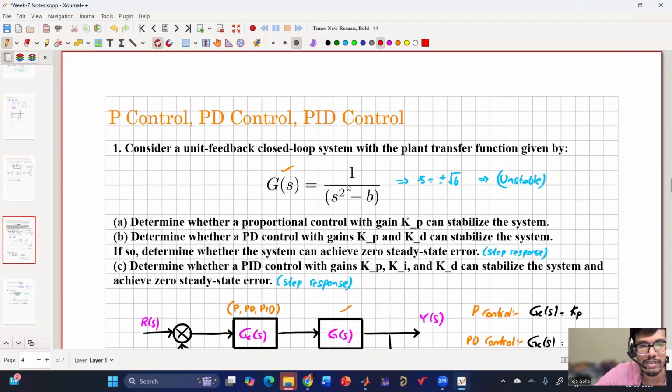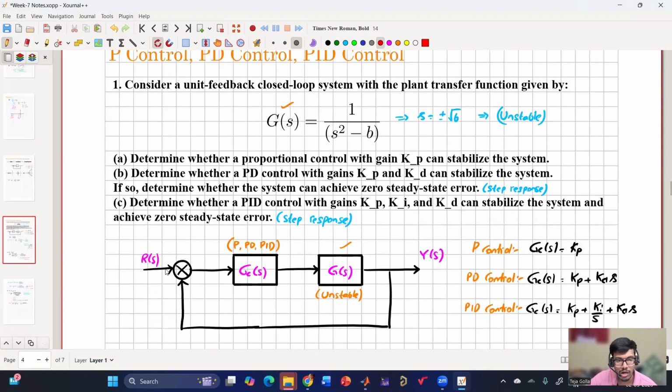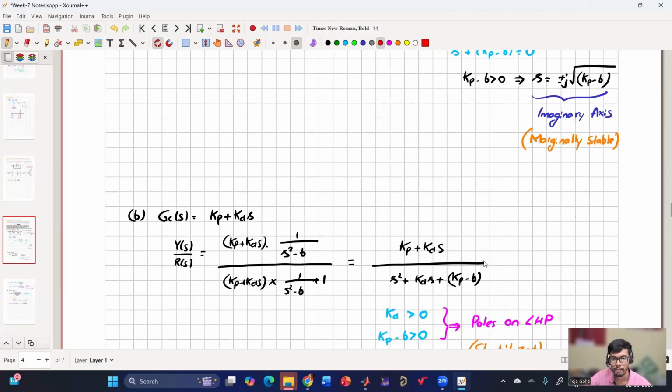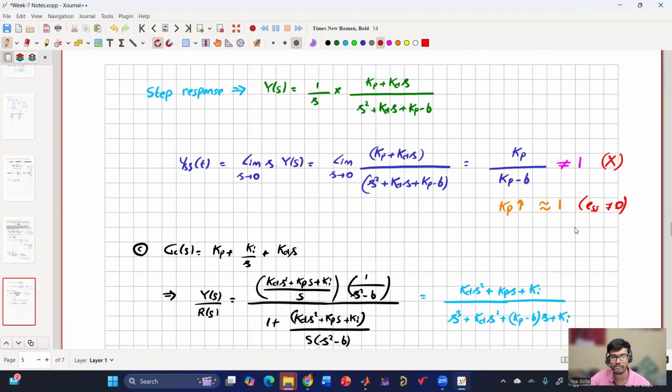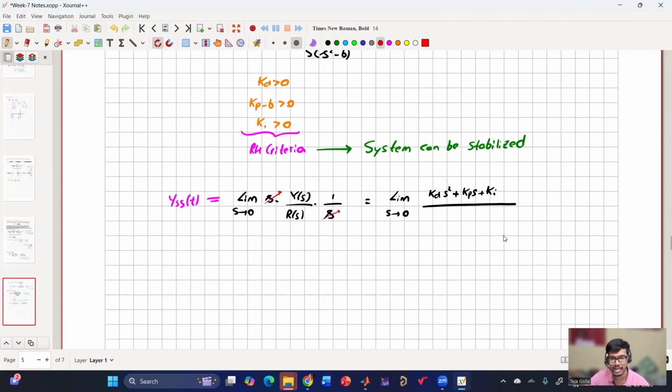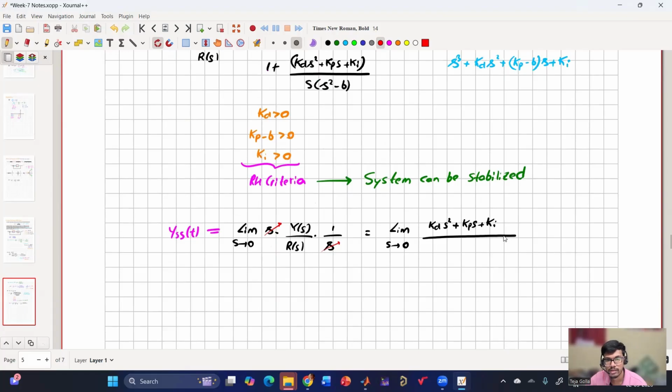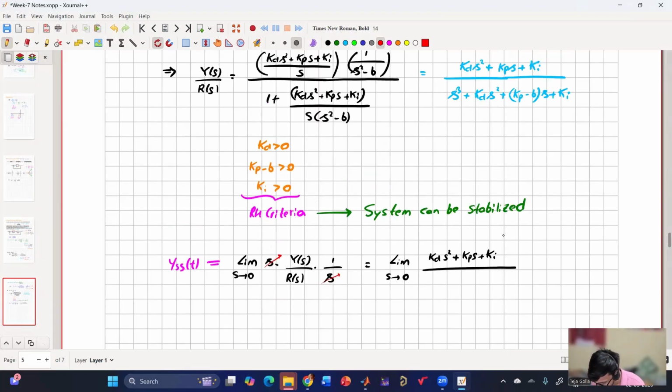Because basically I'm calculating y of t. So r of t minus y of t is the error. If y of t is 1, r of t minus y of t is 0. But here it is close to 1, not exactly 1. It is lesser than 1. So there is some finite steady state error. Now let us calculate in this case. The denominator is s cube plus Kd into s square plus Kp minus b into s plus Ki. If you substitute s equals 0, you will get Ki by Ki, which equals 1.